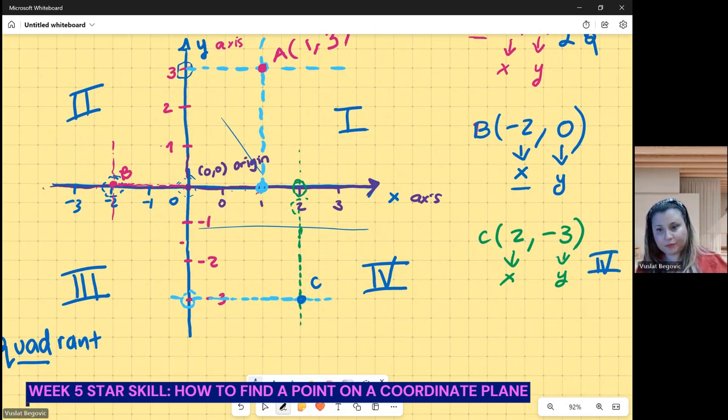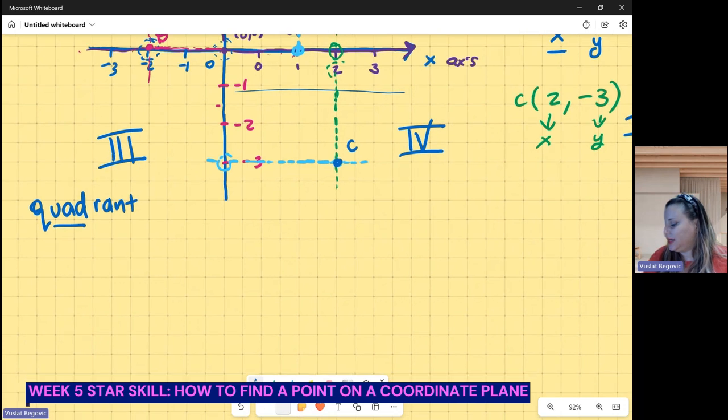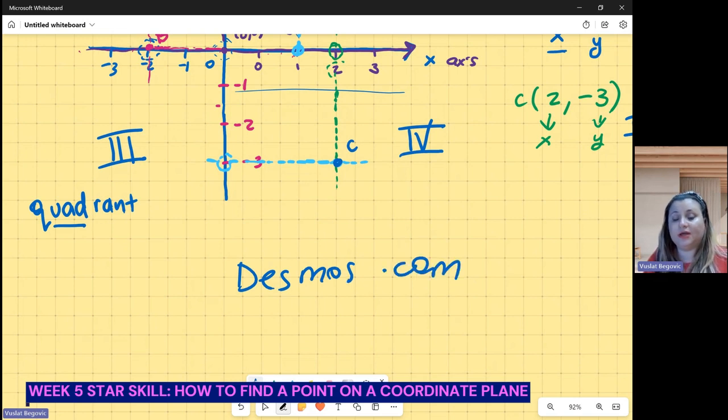Okay, and so I talked about all the simple things that we need to cover for this week. Hopefully it will be helpful for you. I would make more exercises. If I were you, I would go to Desmos.com and open the graphing calculator and then work on those coordinate planes.